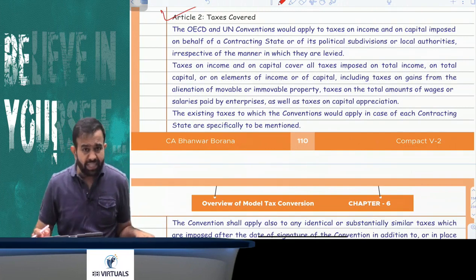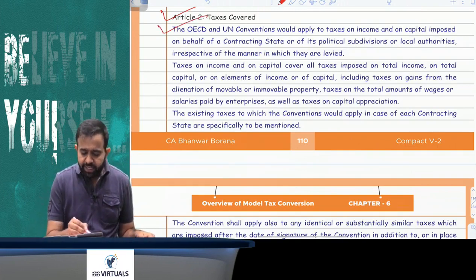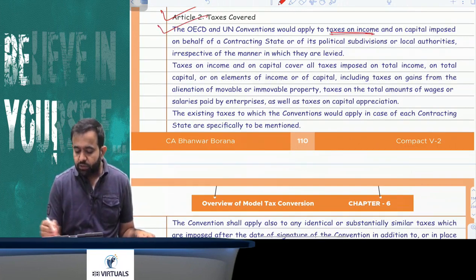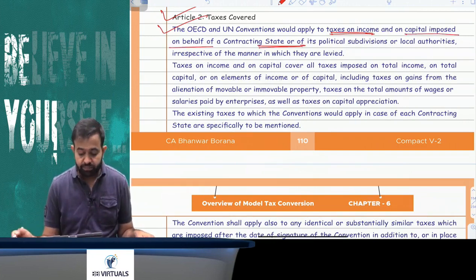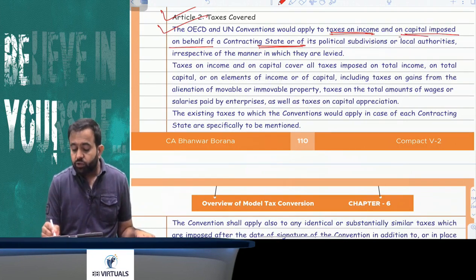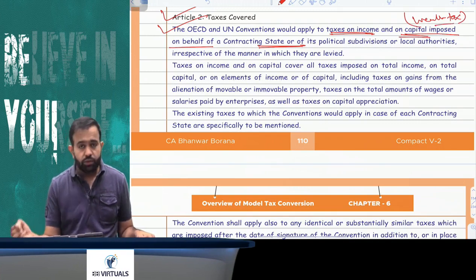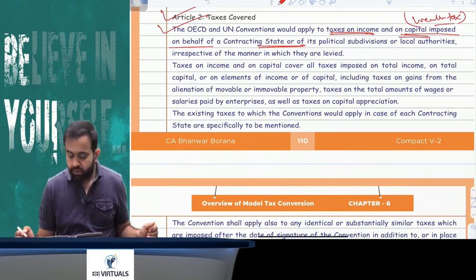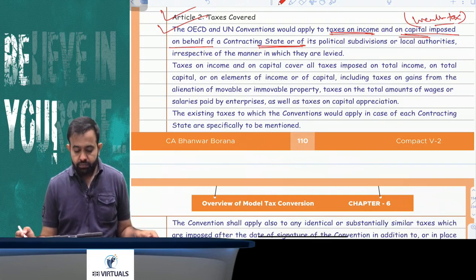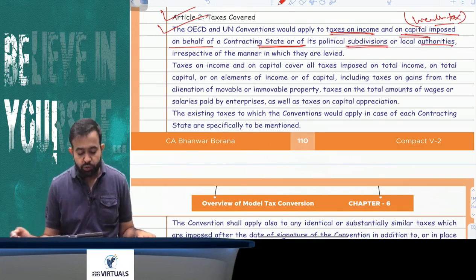Okay, so taxes covered. The OECD and UN conventions would apply to taxes on income and on capital imposed on behalf of a contracting state. Here, guys, tax on capital means wealth tax. You can write that wealth tax. Tax on capital means wealth tax. So the OECD and UN conventions apply to taxes on income and on capital imposed on behalf of a contracting state, its political subdivision or a local authority, irrespective of the manner in which they are levied.